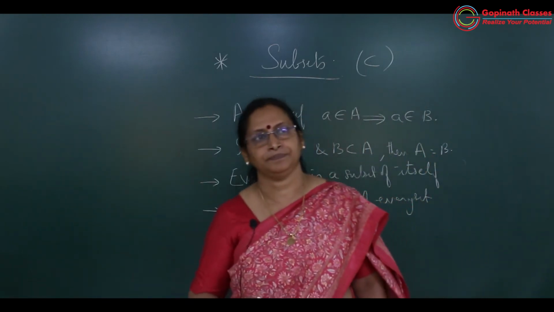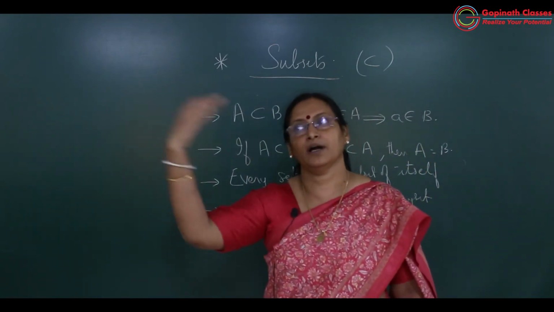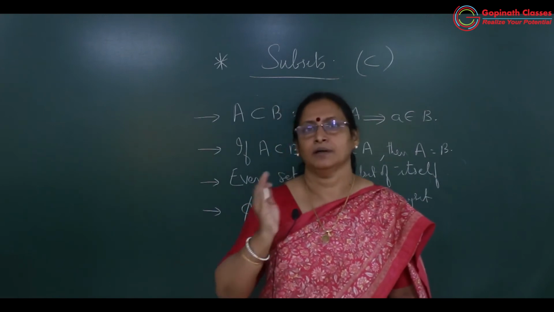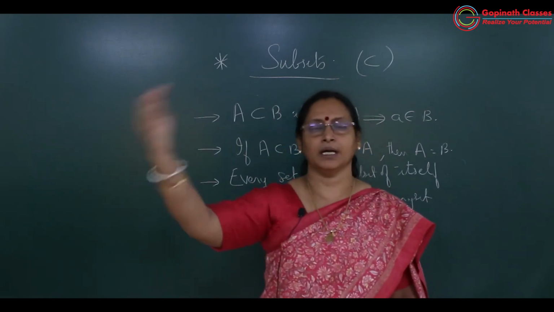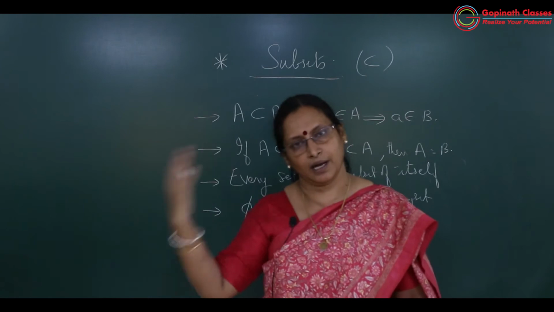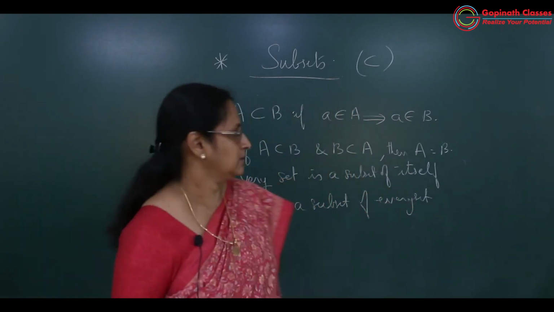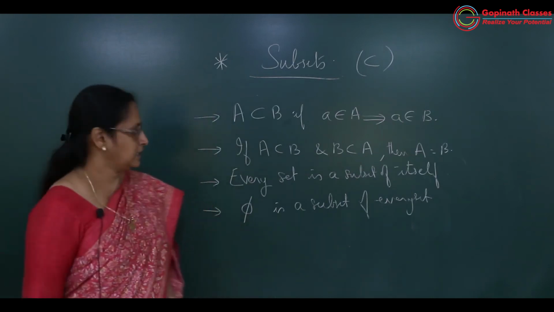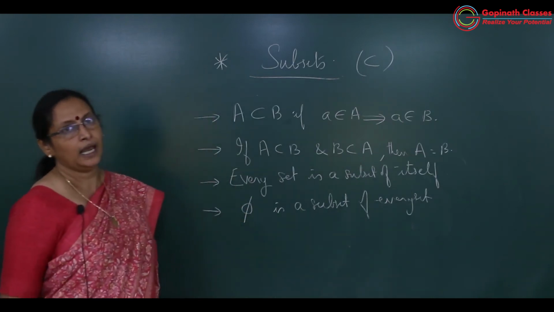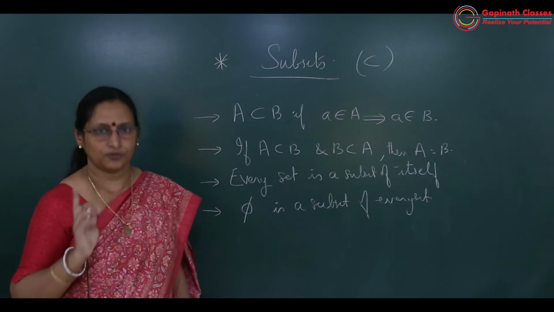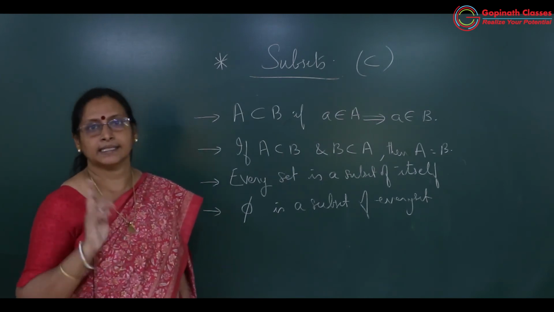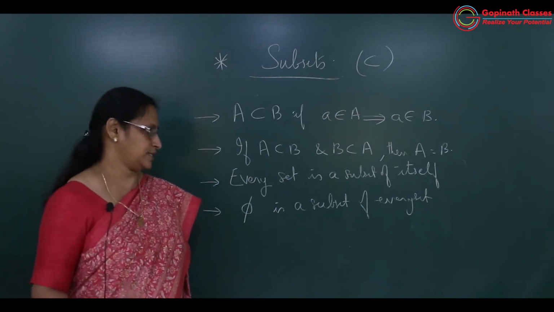Subset of a big set. It means all elements of the smaller set should be in the bigger set. Then we can say that A is a subset of B. Okay. So these points and these last 2 points should be very clear. Every set is a subset of itself and null set is a subset of every set.